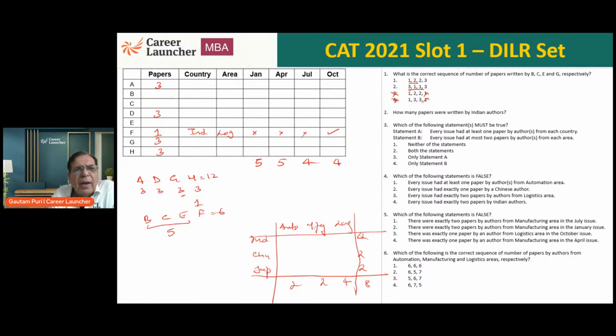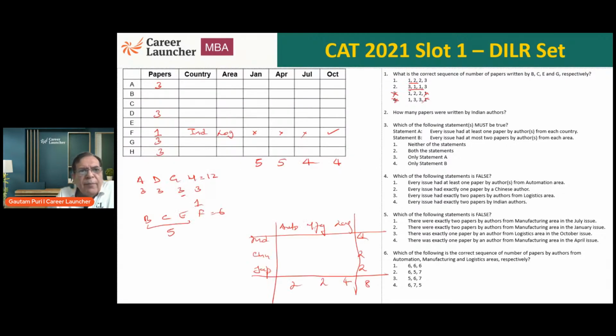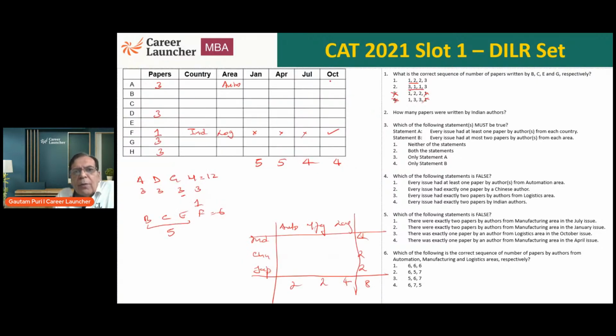So statement 1 we have looked at. Statement 2: A is from the automation area and did not have a paper scheduled in the October issue. So nothing in October. A is from automation, nothing in October. How many papers were published? 3 papers. So that means 1 each.